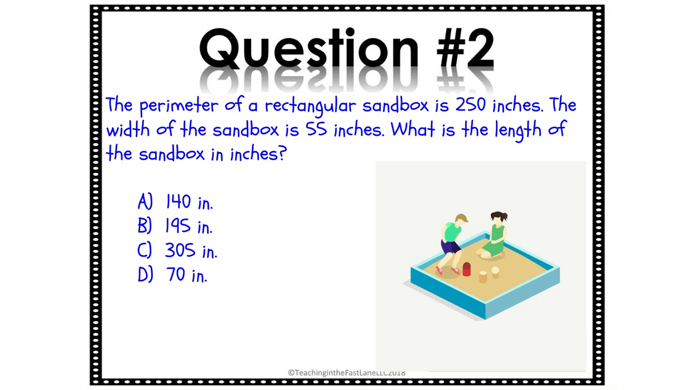Unit 8, Mixed Review, number 2. The perimeter of a rectangular sandbox is 250 inches. The width of the sandbox is 55 inches. What is the length of the sandbox in inches?